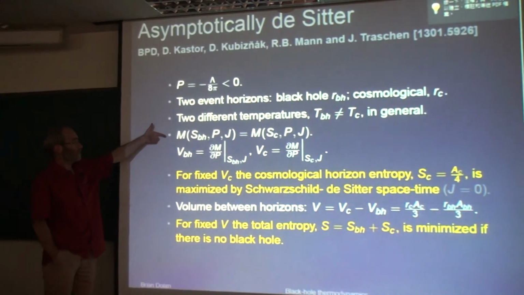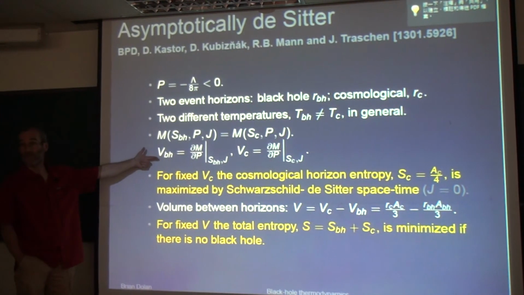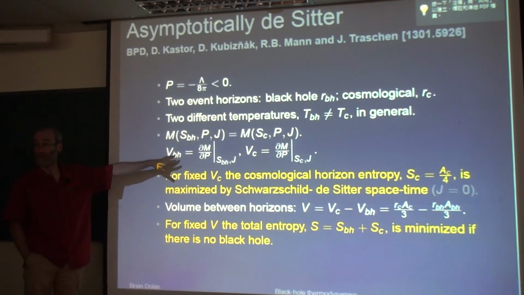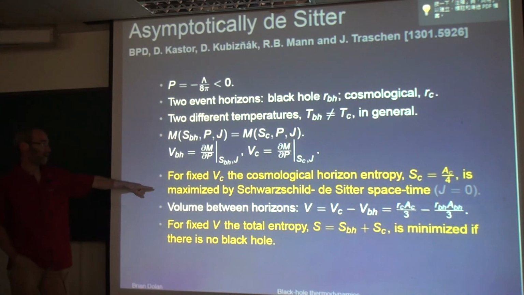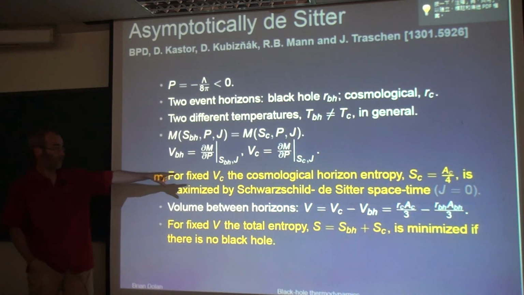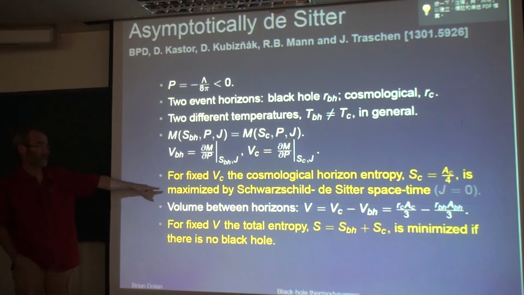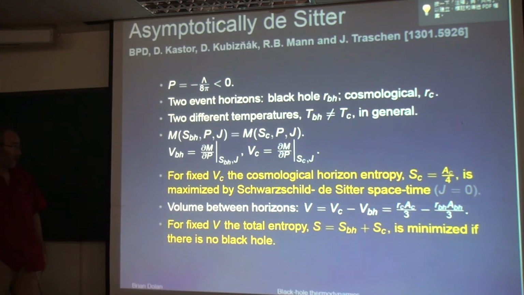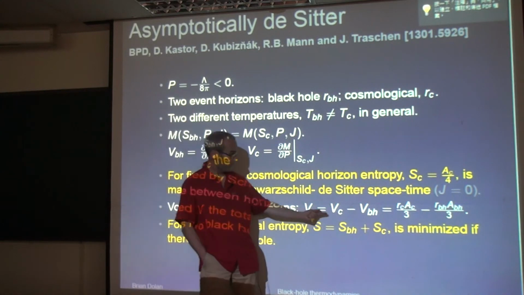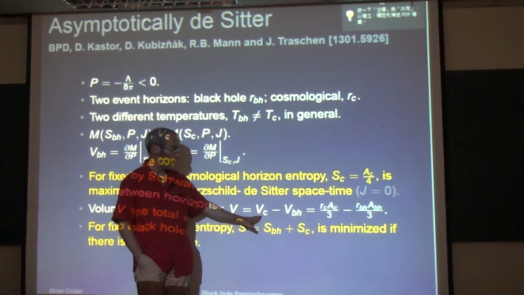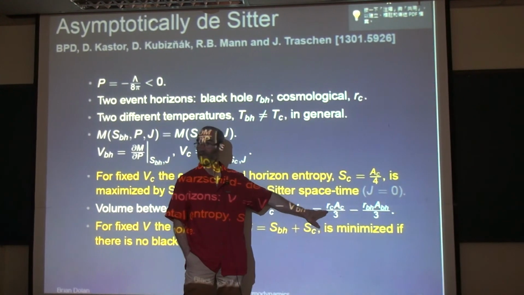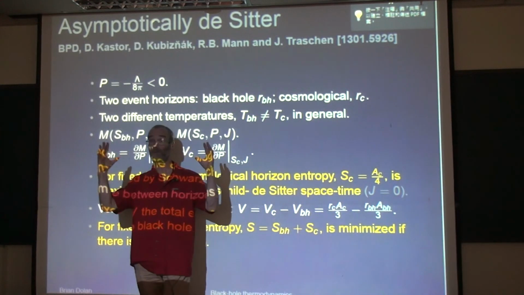I've already mentioned the two event horizons. So there are two volumes, a black hole volume and a cosmological volume. These are both thermodynamic volumes. If you fix the cosmological volume, then the cosmological horizon entropy is maximized by Schwarzschild space-time, so the black hole is not rotating. And that's one result. If you take the difference of the two volumes, you subtract the black hole thermodynamic volume from the cosmological thermodynamic volume, you get something that really does look very like the geometric volume between the two horizons.